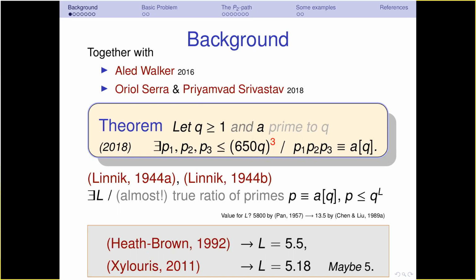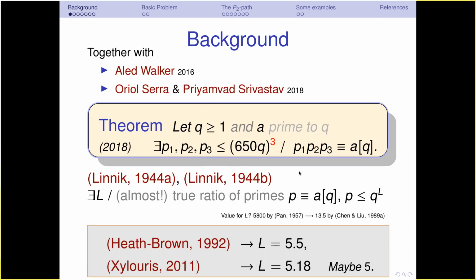I thought it would be very difficult to do, and then finally with Aled Walker in 2016, we found a very simple way of achieving that. So once we had this very simple way of doing it, we started working, with Oriol Serra and Priambad Srivastava, to get the exponent smaller and smaller. With Oriol and Priambad, we went to q to the cube. And you see it's still completely explicit because the method is simple, really simple. Not simple as in simple group, but simple.